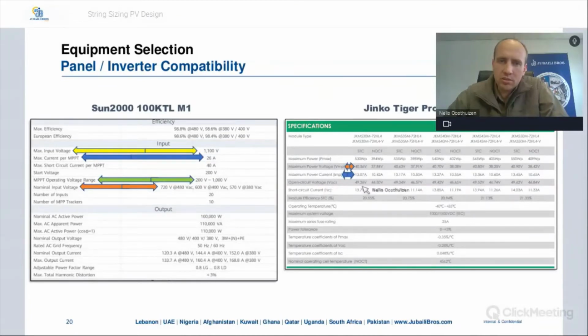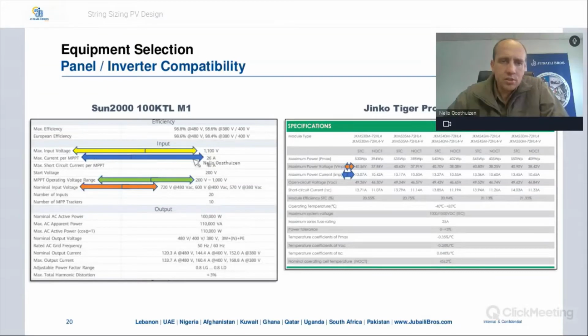The open circuit voltage of a specific panel, the 550 watt. If we just look at this, there are different wattages: 530, 535, 540, 545, and 550. So we would typically be looking at these last columns. As I mentioned previously, we use STC ratings for design. So for your maximum input voltage of 1,100 volt, you divide 1,100 by the open circuit voltage of 49.62, and that would indicate the maximum modules that you can have in a string. But we still need to factor in your temperature coefficient.